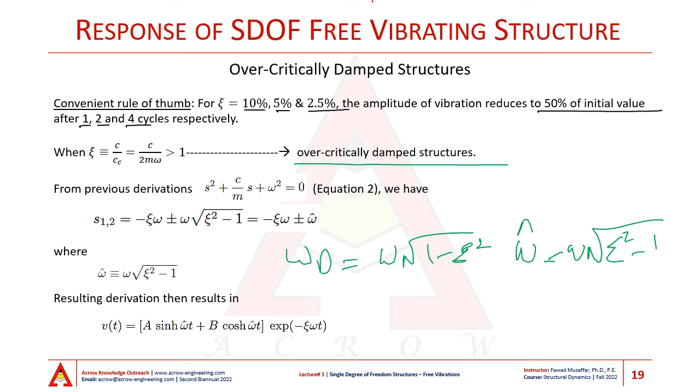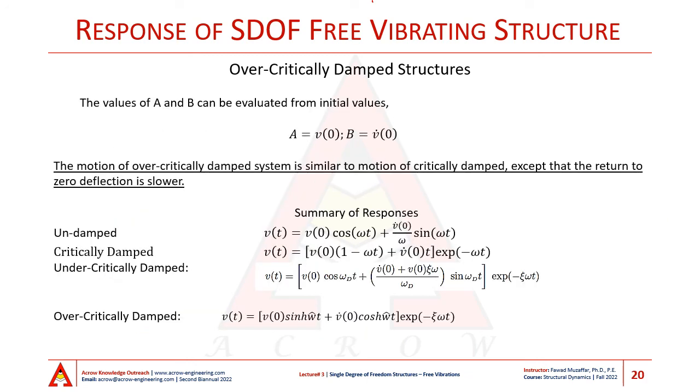And in the equation of motion, rather than using omega d, we have omega hat in the general solution of the differential equation of motion. The values of A and B can be evaluated from the initial boundary conditions, and they come out to be A equal to U naught and B equal to U dot naught. Note that the motion of an overcritically damped system is similar to the motion of a critically damped system, except that the return to zero deflection is slower.